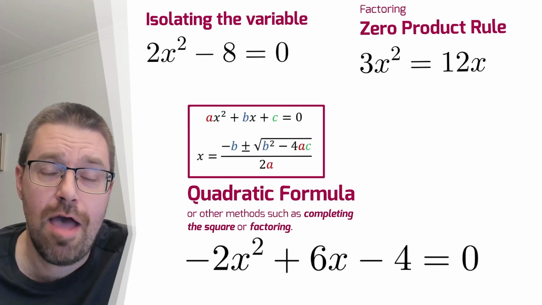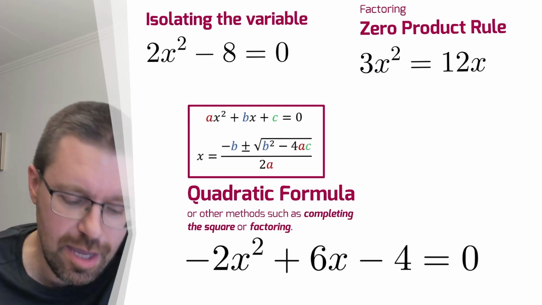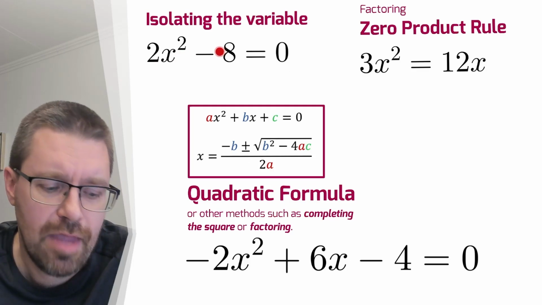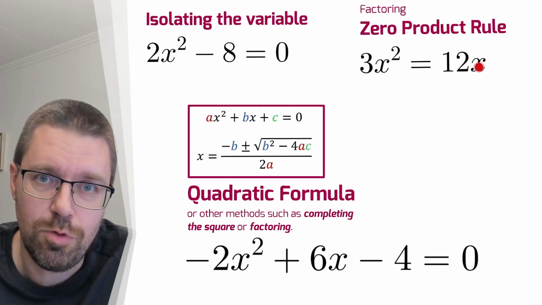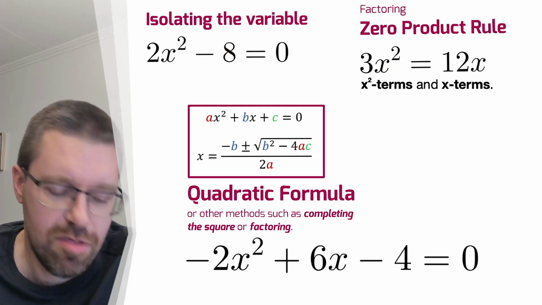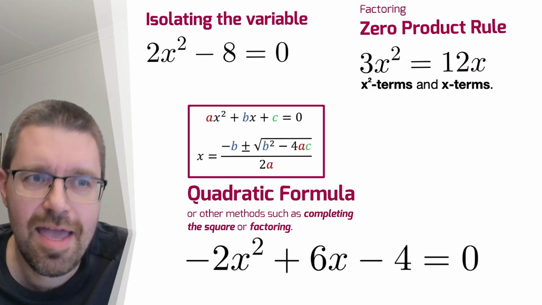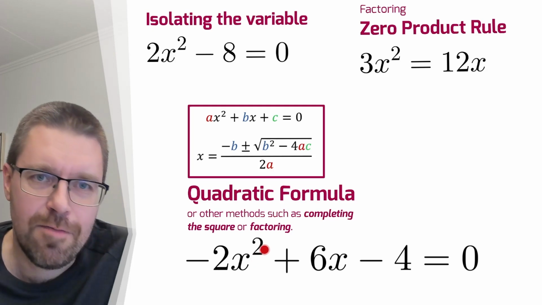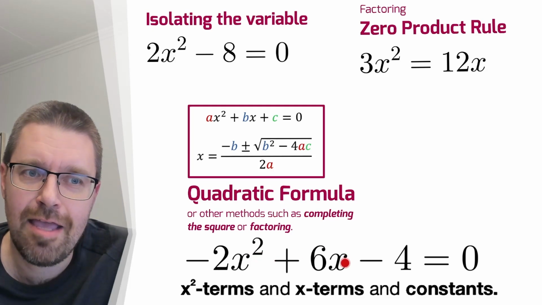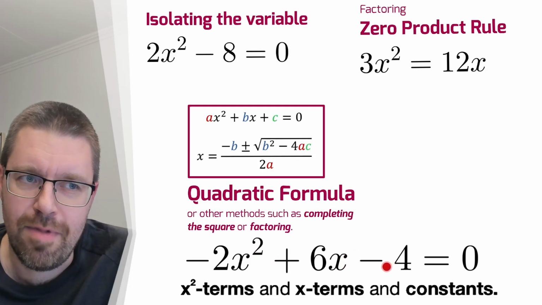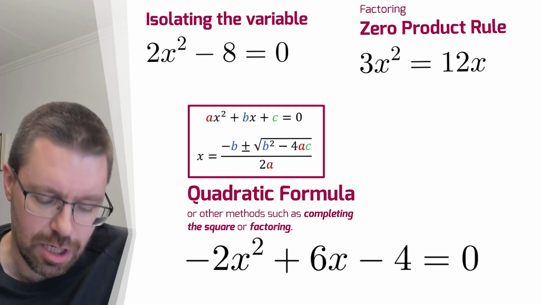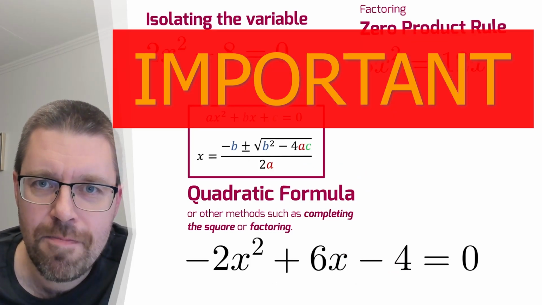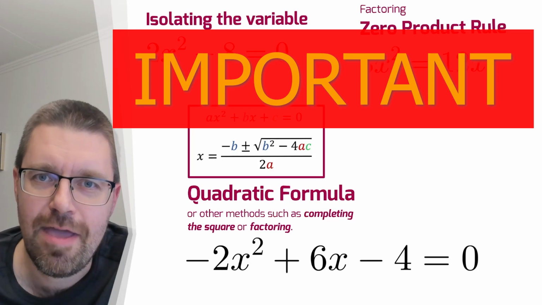I will teach you how to isolate the variable. It will work if you have an x squared term and a constant term. I will teach you the zero product rule if all terms contain the variable x. And I will teach you how to solve an equation with an x squared term, an x term, and a constant term, and then we are using the quadratic formula. The key point is to use the right method for the right kind of equation.